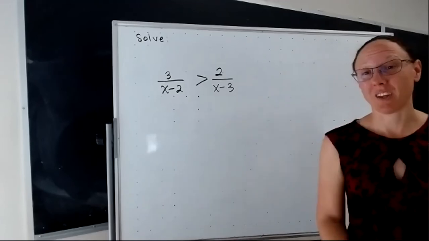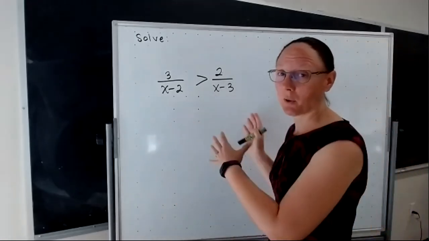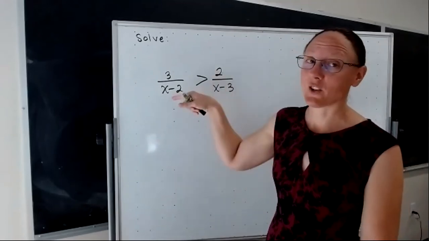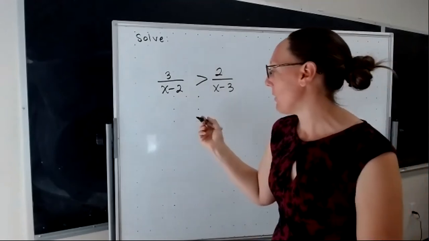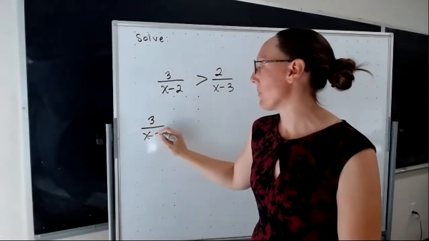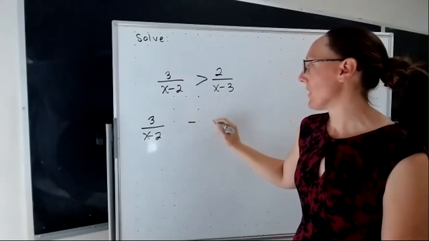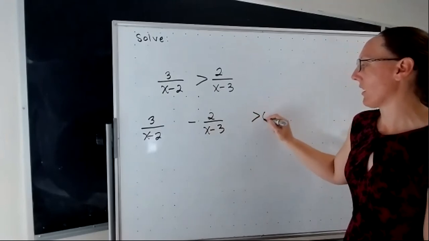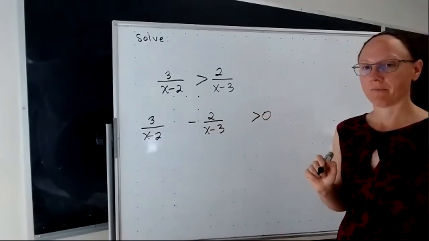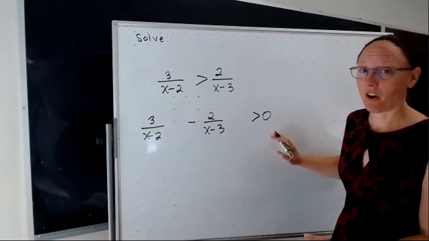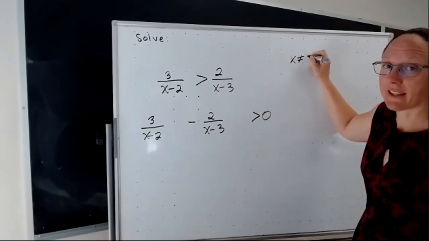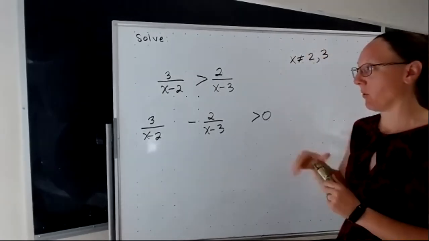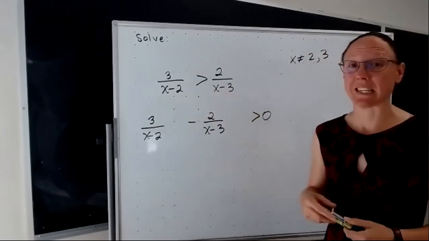So it doesn't actually matter a whole lot at this point which side we put things on. I'll go ahead and subtract this over to the left-hand side and make this say 3 divided by x minus 2, minus 2 divided by x minus 3 is greater than 0. Before we go any further, I already know x can't be 2 or 3. That's my restriction on the variable because either of those would make us divide by 0.